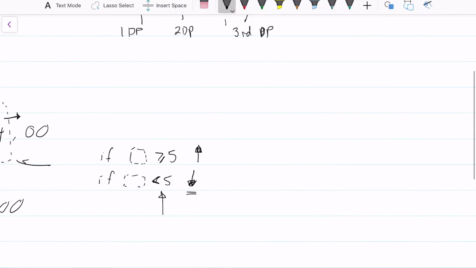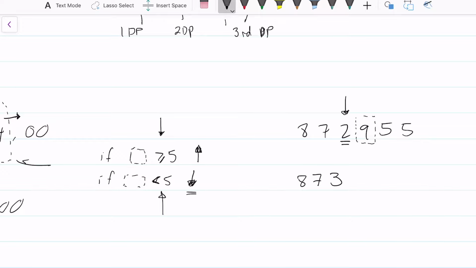Let's look at some rounding up. Let's have 87295, and we want to round off to the nearest 10. Actually, let's not do that. Let's round off to the nearest 1000. We're looking at this number. The next number is a 9. 9 fits into the greater than or equal to 5 criteria, so we increase that number. So we become 873, and everything after that becomes zeros.